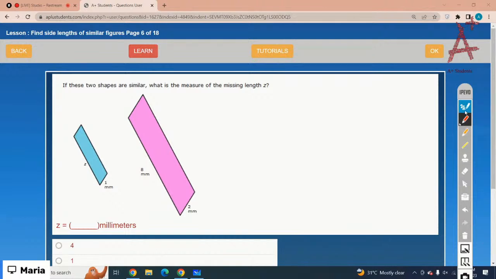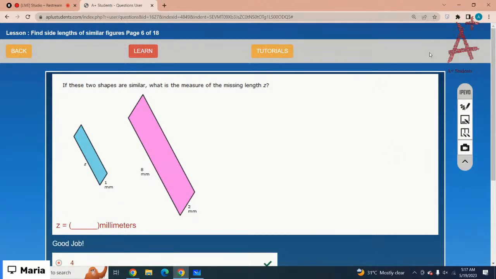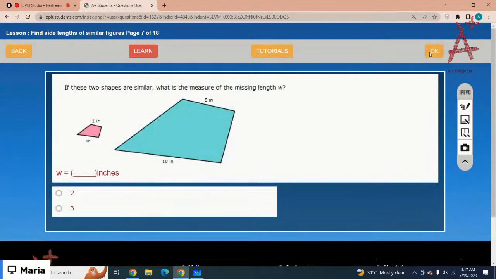It would be z equal 4. Okay, if these two shapes are similar, what is the measure of the missing side length w? So which is the correct option?